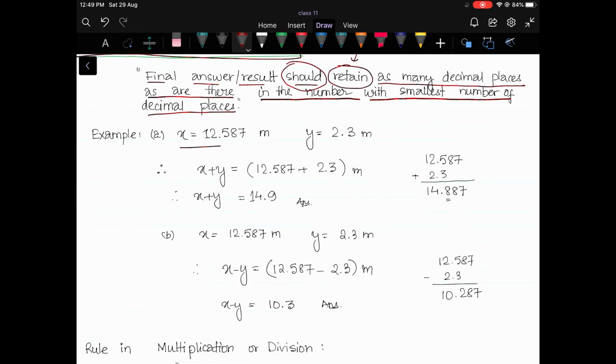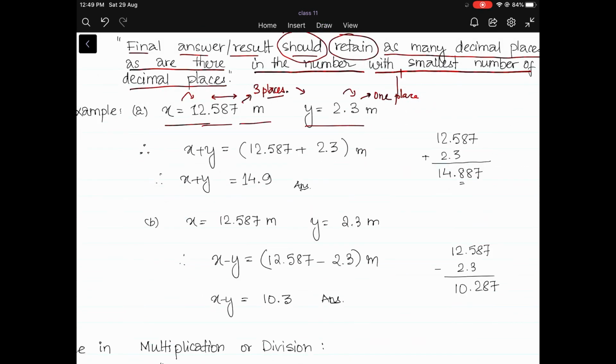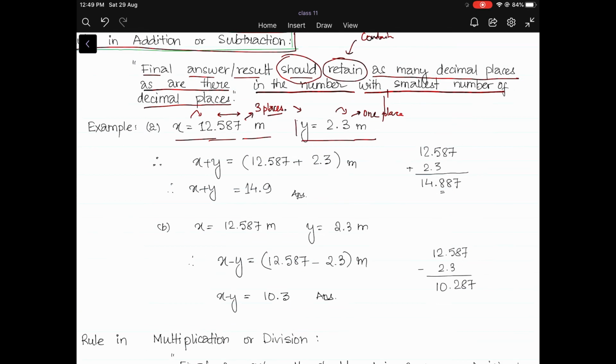Suppose we have two numbers x and y. X is known to be written as 12.578. So we have 3 places of decimal here. That means we know this number even after 3 places of decimal. And we have y, which is known to only 1 place of decimal. So you can tell me easily, in the first number x we have 3 places of decimal, in the second number we have 1 place of decimal. The number which has the smallest number of decimal places is this. So y has the lowest number of decimal places. X has 3 but y has only 1.